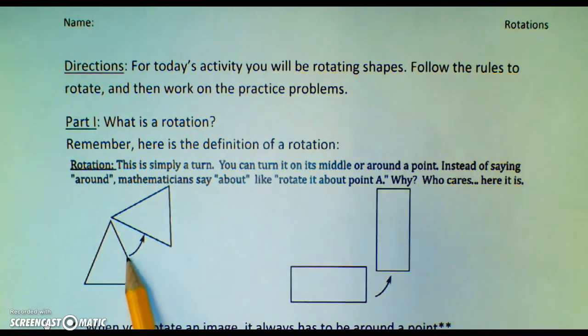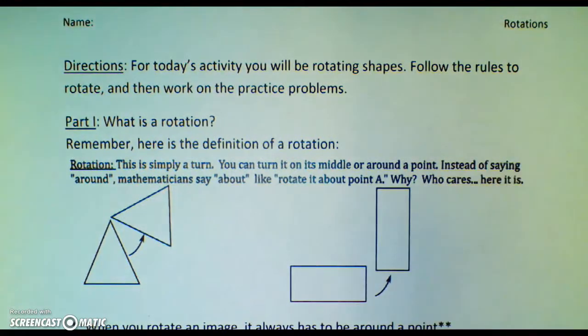Here we're rotating this shape from its middle, and it's spinning. So it's different than shifting, like we did with translating, and it's different than reflecting. Here's another example where we rotated this rectangle and we shifted it by spinning it, not by moving it up or down or left or right. We physically spin the shape.